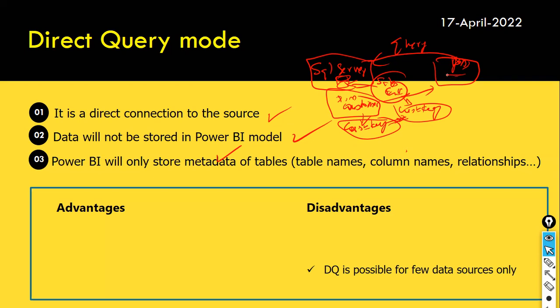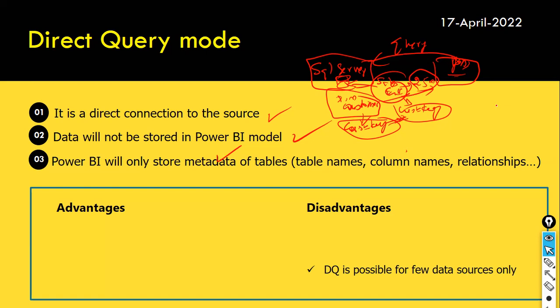And what are the advantages of direct connectivity mode? Storage. Since you are not loading the entire table data into your Power BI desktop, it requires less storage. You don't have to allot more space, because you're not importing the entire data. For example, this sales fact table has 25 million records in it. If you use import connectivity mode, the 25 million records should get loaded into your Power BI desktop. It takes a lot of time. The table volume is very high.